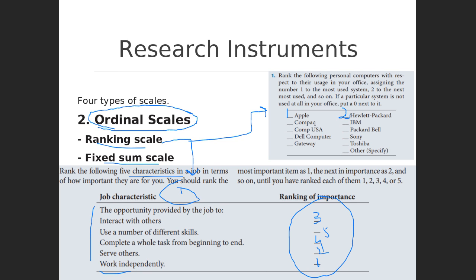Notice that although ordinal scale ranks preferences of respondents, it does not provide information about the magnitude of the difference between or among preferences. For instance, if Apple is the most used personal computer and the next used system is HP, what is the magnitude of the difference between rank number one and rank number two? So this is one of the main deficiencies in the ordinal scales, and this deficiency is taken into consideration when discussing the third type of scale, which is the interval scale.